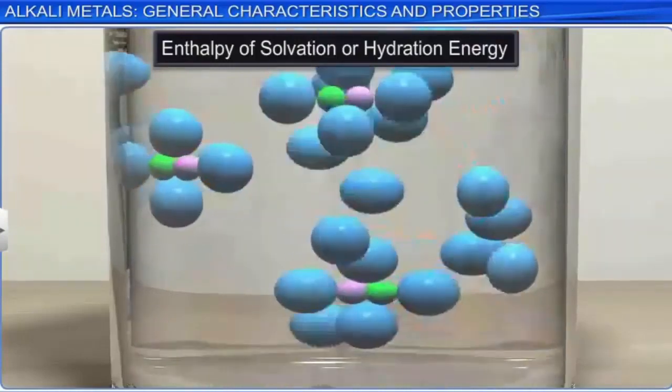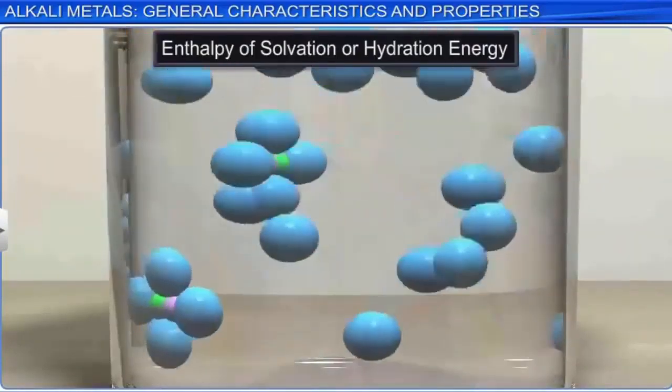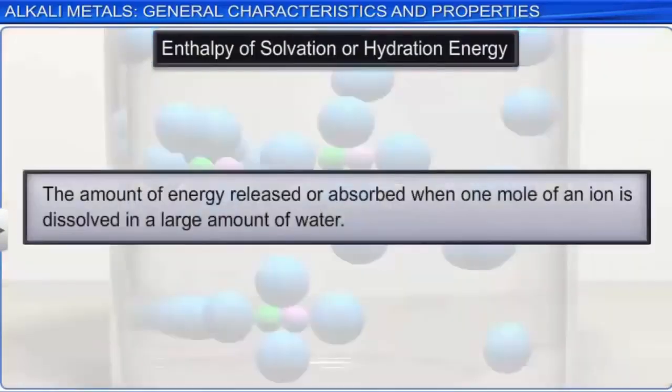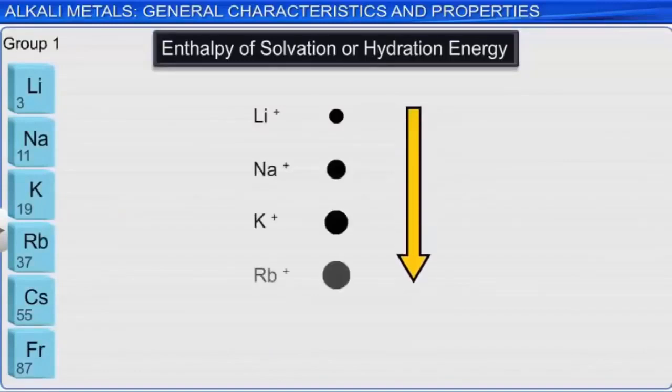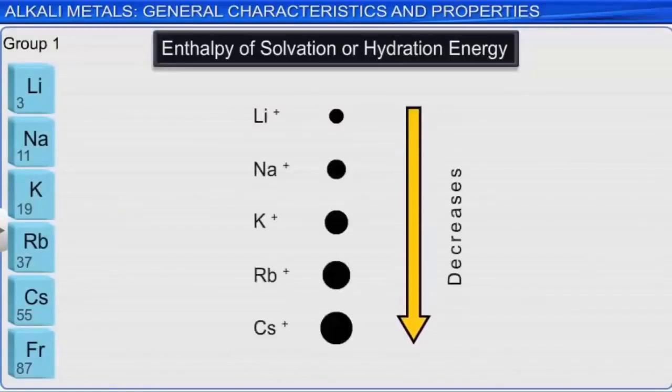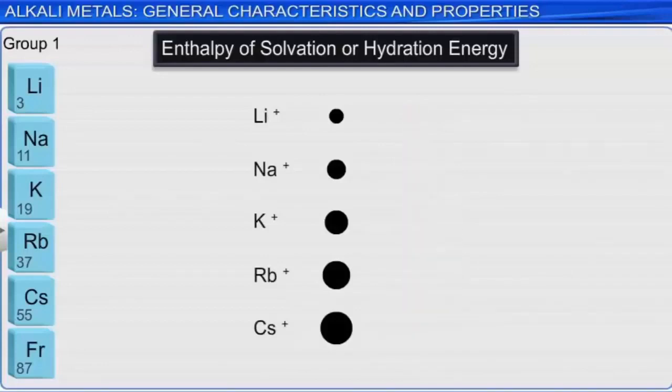The next property is solvation enthalpy or hydration enthalpy. What is solvation enthalpy or hydration energy? The amount of energy released or absorbed when 1 mole of an ion is dissolved in a large amount of water. Lithium salts are more soluble than the salts of other metals of group 1. For example, lithium chlorate is up to 12 times more soluble than sodium chlorate.